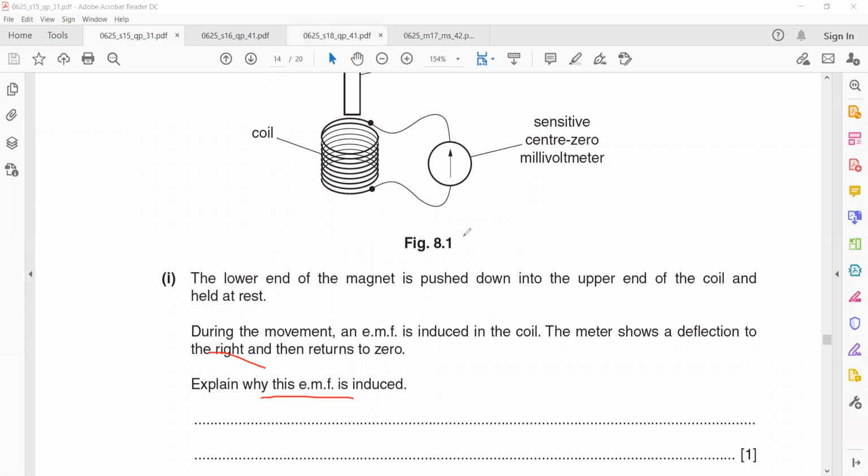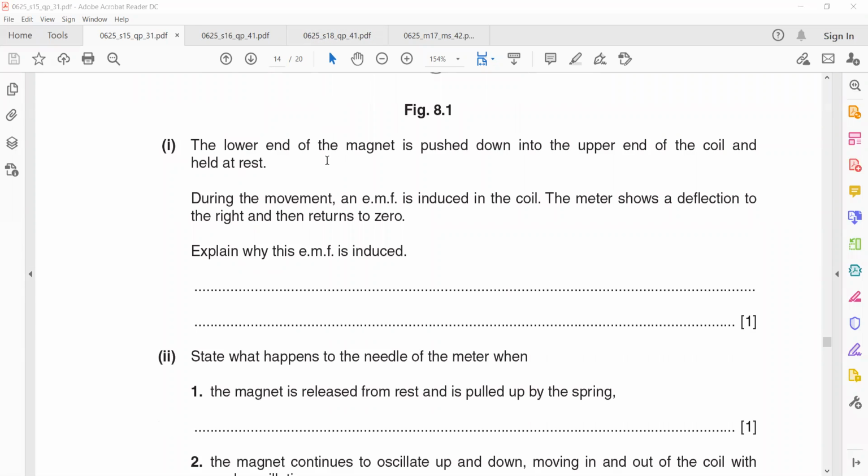Why is this EMF induced? Explain why this EMF is induced. Because when we move the magnet, there is a change in the magnetic field that causes EMF to be induced. Yeah, due to change. In short, it's 1 mark, so you can mention due to change in magnetic field.